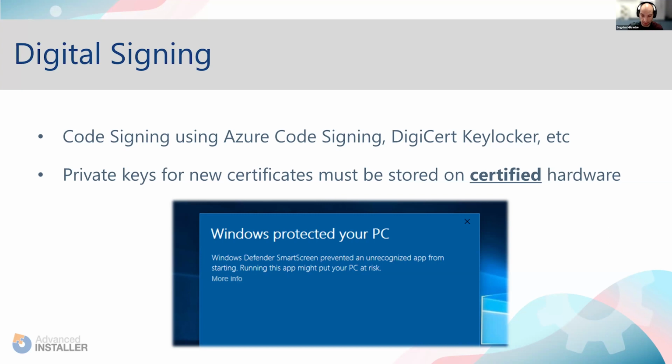But if you don't like Azure, that's not your only option. In our user guide, we also explain how you can configure Advanced Installer to sign your package using certificates stored on DigiCert, KeyLocker, YubiKey solutions, and others. So depending on the popularity, we will extend this documentation in further updates inside Advanced Installer.